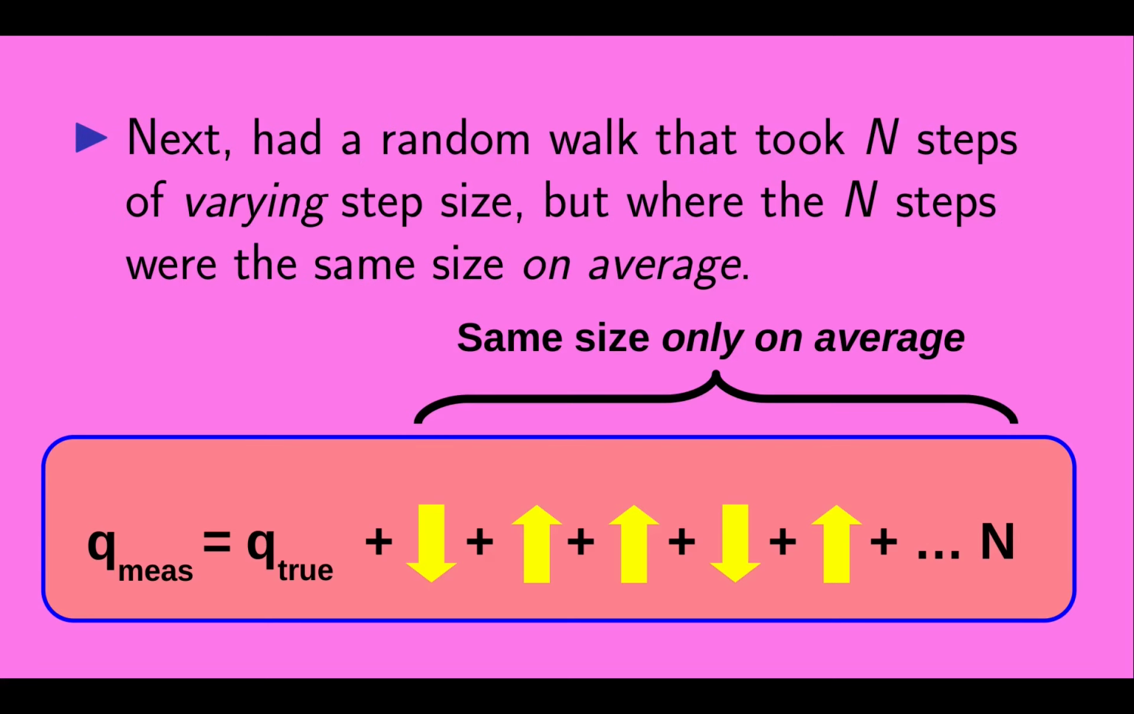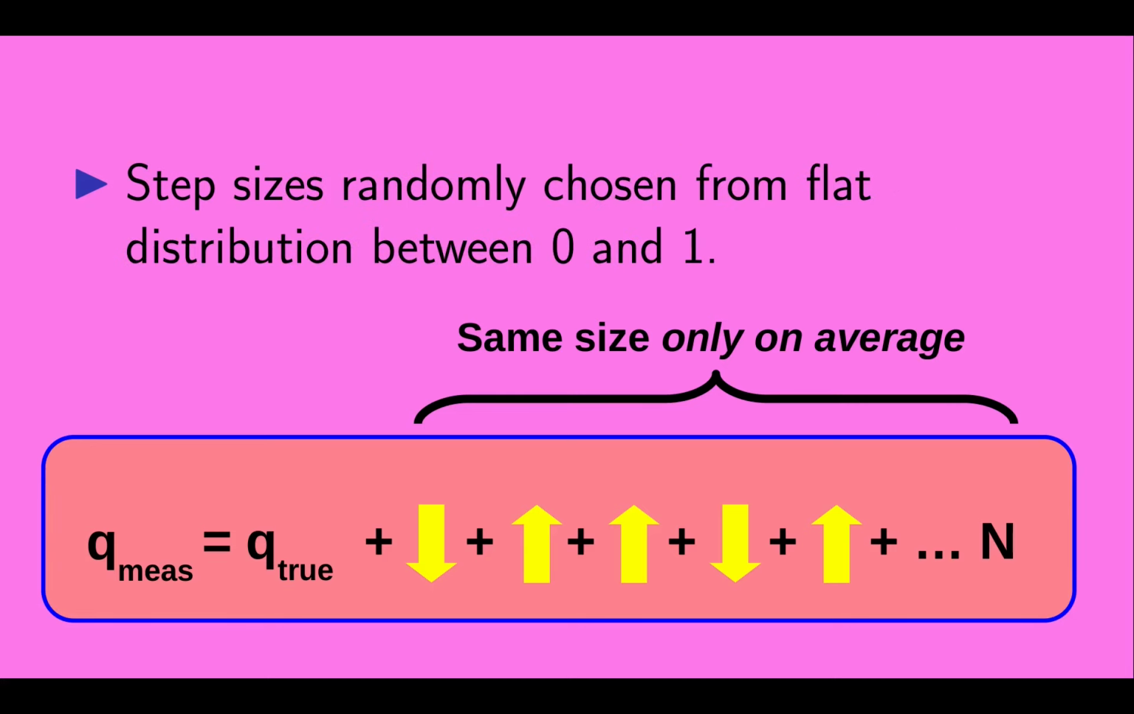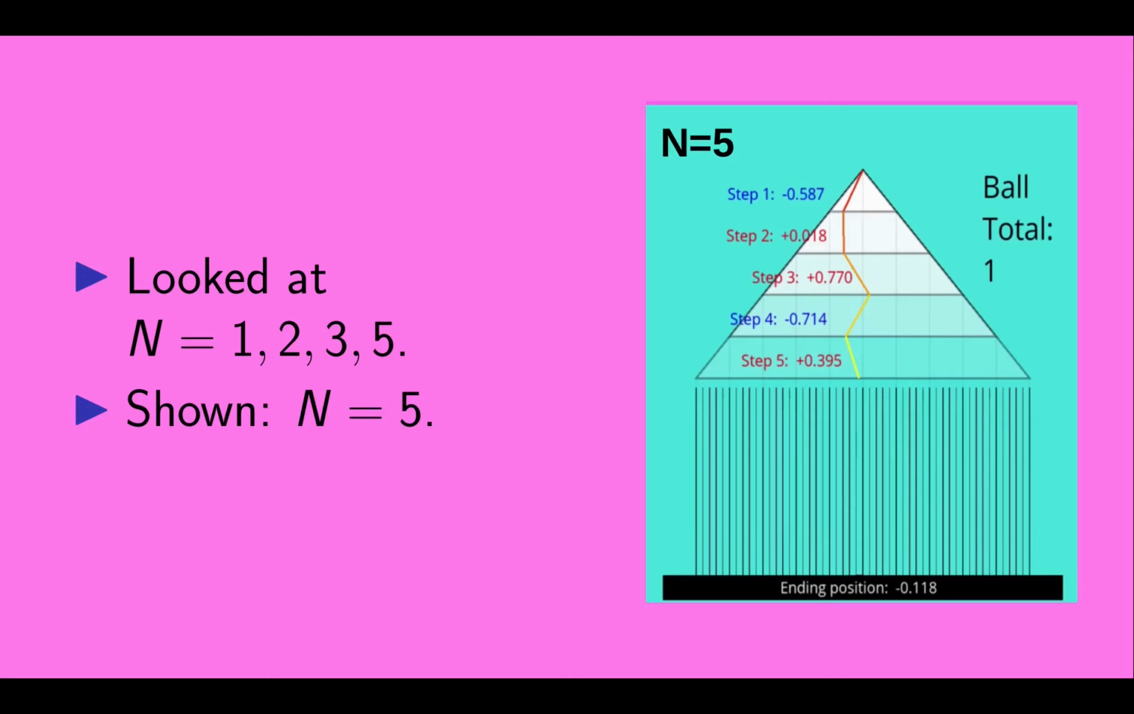So the next thing we tried was to have a random walk that took n steps of varying step size, but where the n steps were the same size on average. The step size was randomly chosen from a flat distribution between 0 and 1, and the sign was randomly chosen to be positive or negative. We looked at the cases of n equals 1, 2, 3, and 5 steps. Here we show an example random walk for n equals 5.